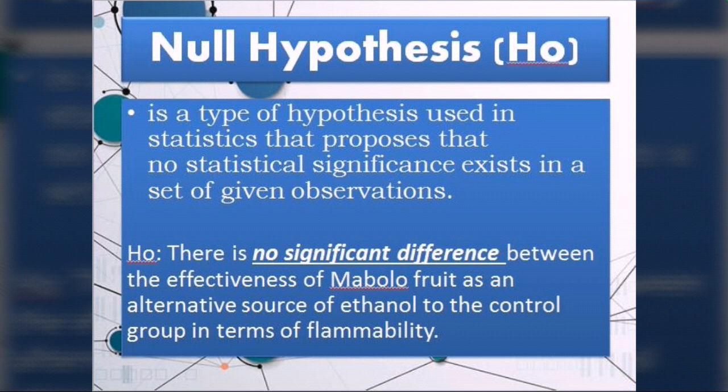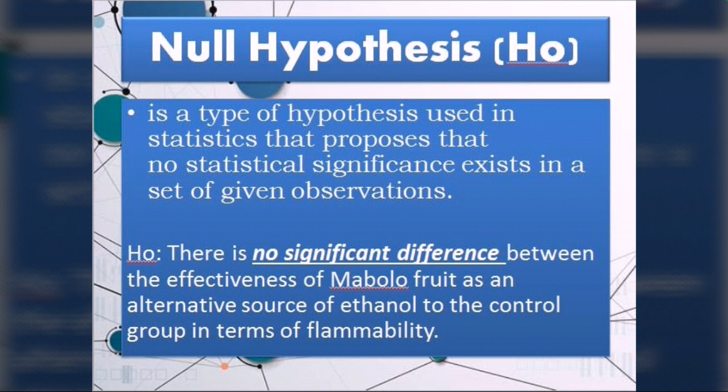In our example, there is no significant difference between the effectiveness of Mabolo fruit as an alternative source of ethanol to the control group in terms of flammability. Take note of the highlighted words, no significant difference. No significant means that no variation exists between Mabolo and the control group, meaning to say, Mabolo fruit and the control group are the same. They are only the same.